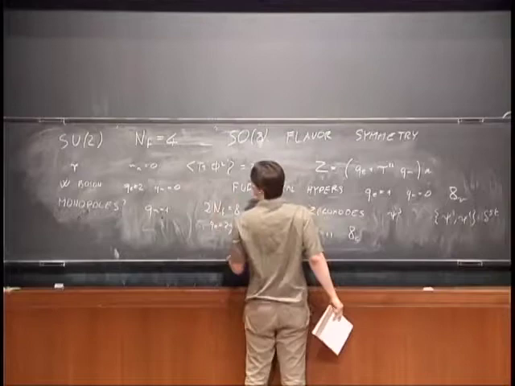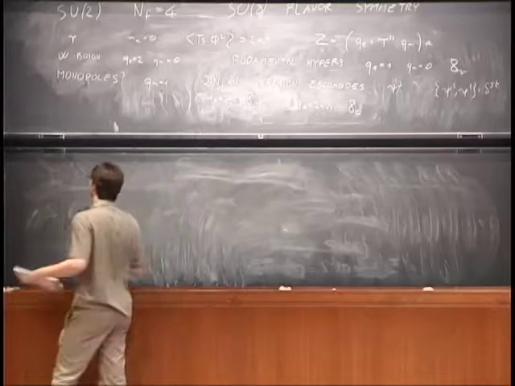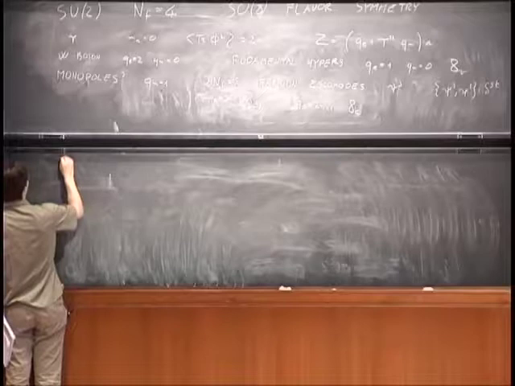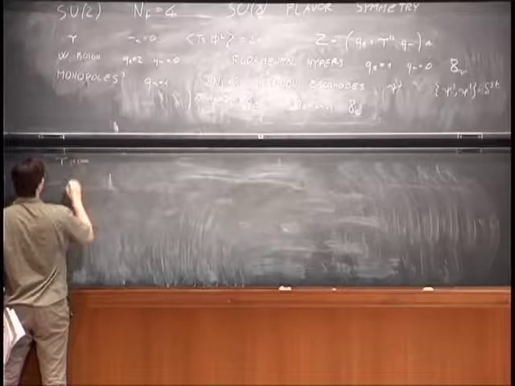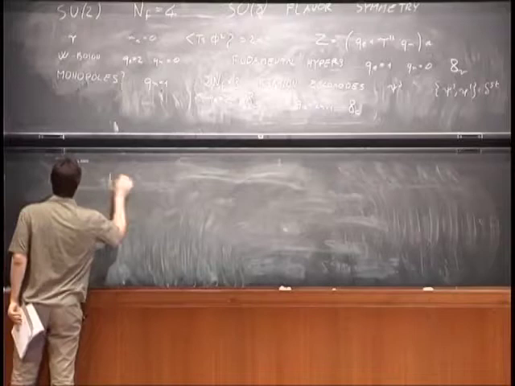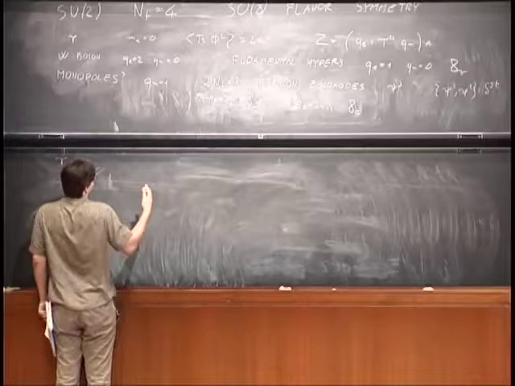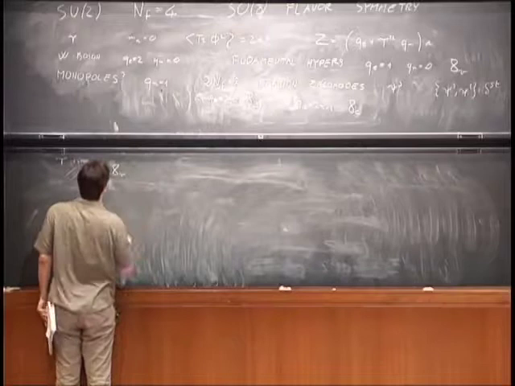So in particular, let me draw the tau plane again. As tau goes to i infinity, we have the original weakly coupled region, where the lightest particles are the W boson and the hypermultiplets in a vector representation.